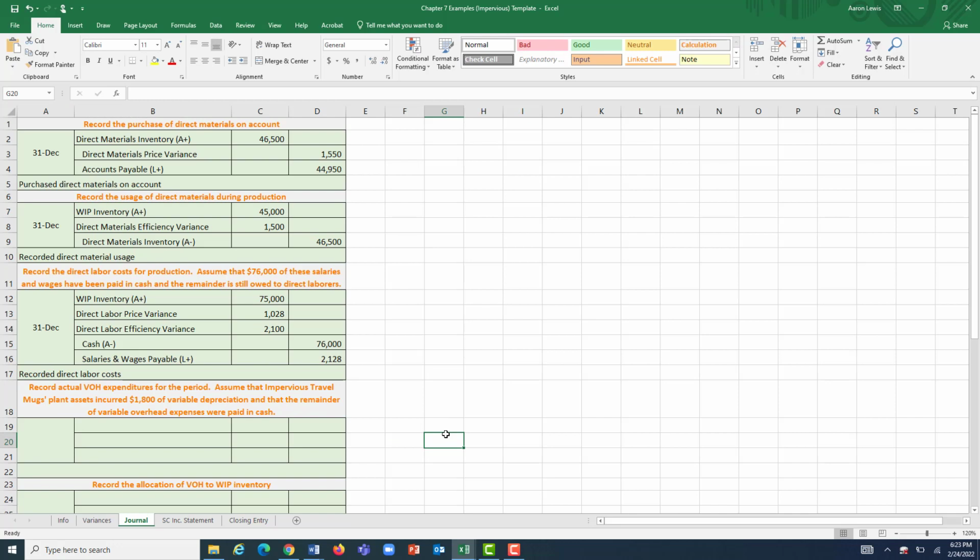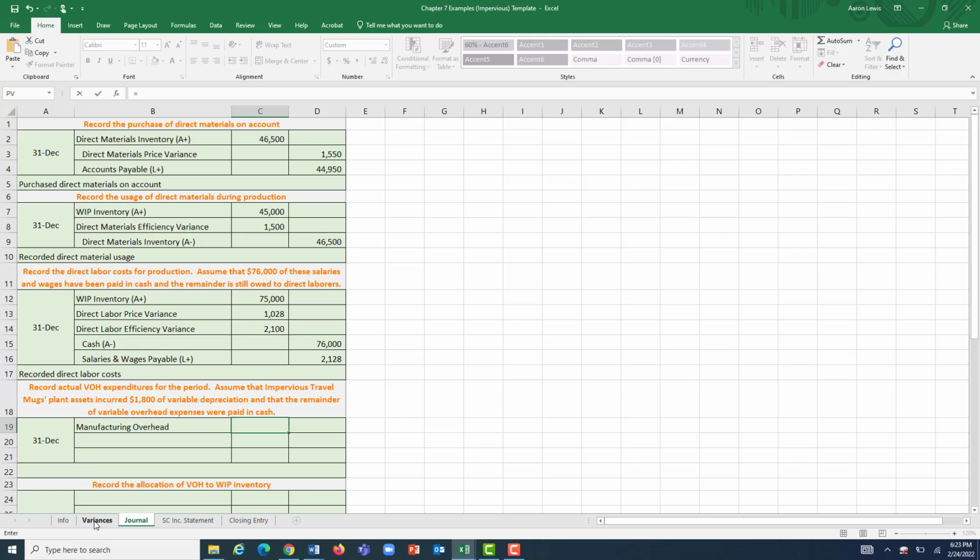Next up, we need to record our actual, big important word right there, actual variable overhead expenditures for this period. We are going to assume that these actual variable overhead expenditures were caused because Impervious travel mugs incurred $1,800 of variable depreciation, and then they paid a bunch of other variable overhead expenses in the form of cash. So on 12/31, we're putting these actual costs into our manufacturing overhead pool. And the rule for manufacturing overhead is that actual overhead costs get debited to the pool.